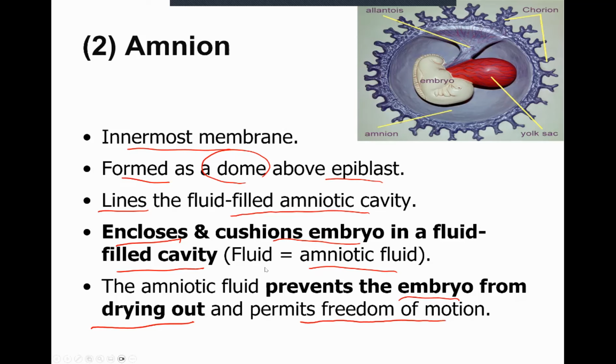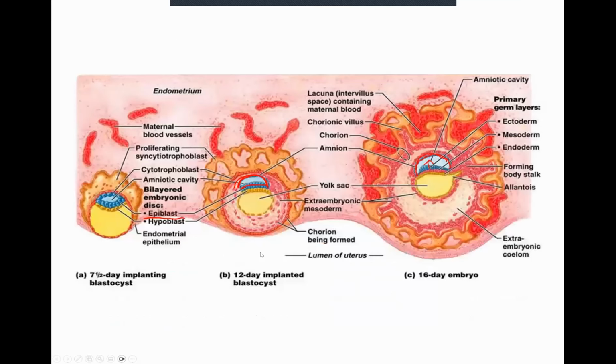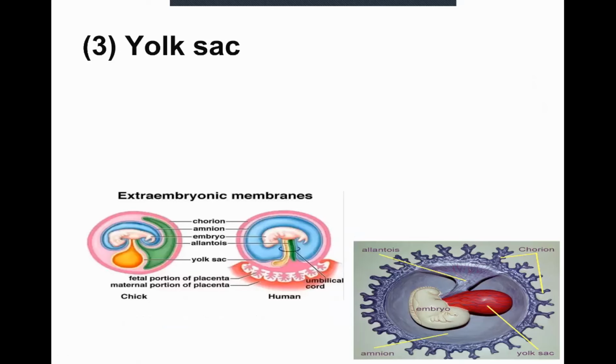Okay, right. So the function is to cushion the baby, okay, from shock, right? It also helps to protect the embryo or fetus from shock, ataupun in other words we say as to cushion the embryo, okay, and prevent the embryo from drying out. That is amnion. All right. Okay. Next we go to the third one, yolk sac.